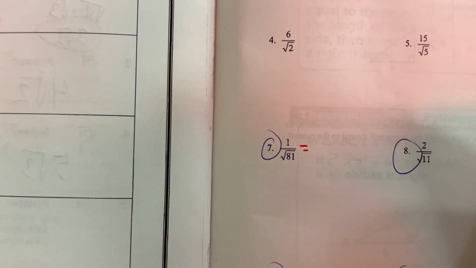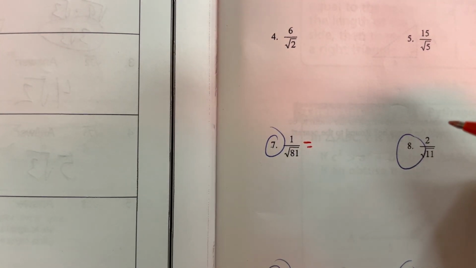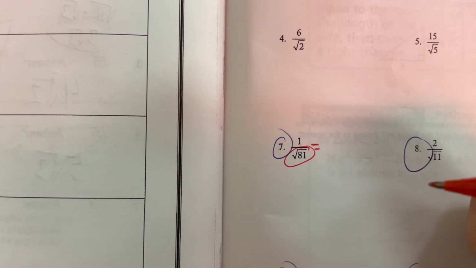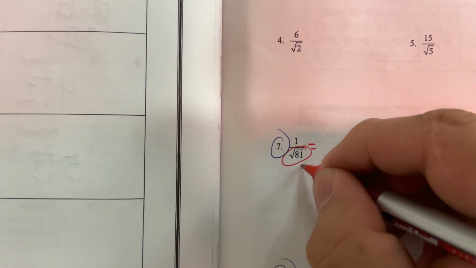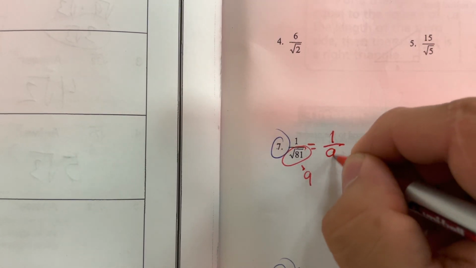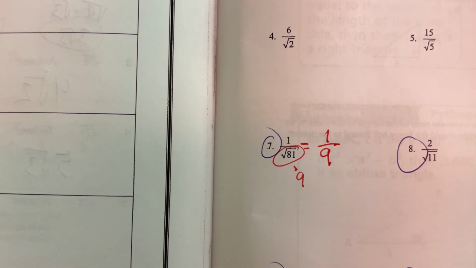Number 7. You have this 1 over the square root of 81. This is actually an easier problem because if you look at that problem, you know what the square root of 81 is. The square root of 81 is 9. So my final answer is actually 1 over 9.